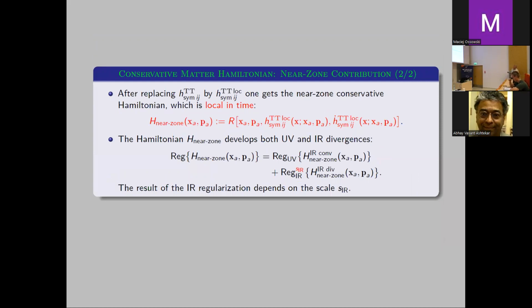Okay, so after replacing HTT by this solution, which is obtained because of this double post-Newtonian expansion, first the post-Newtonian expansion of the Green functions and then of the source terms, we obtain a Hamiltonian, which is a usual Hamiltonian. It is a function of positions and momenta, but this is not the whole Hamiltonian. It is only the so-called near zone Hamiltonian.